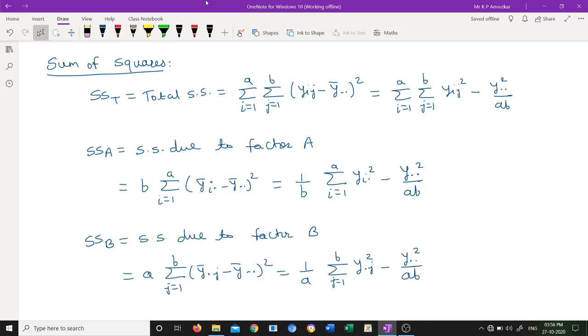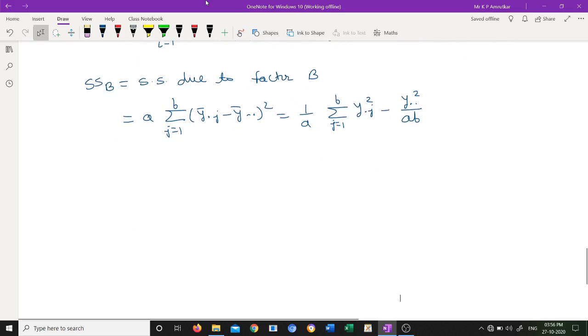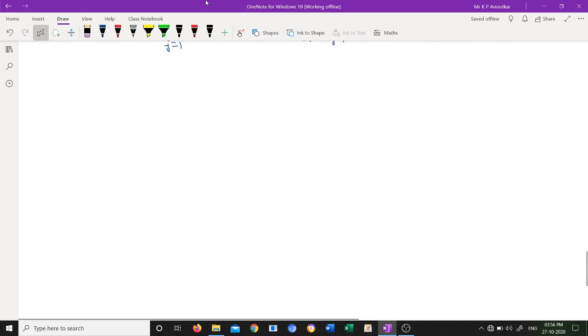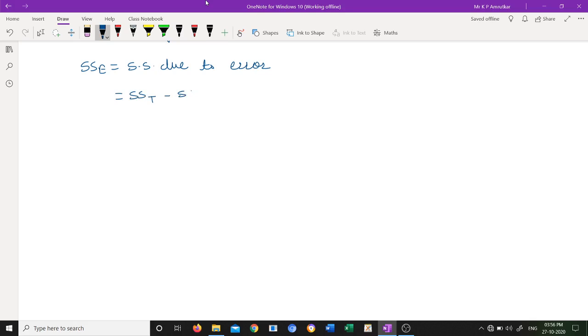Now we can obtain SSE by simply subtracting all these from the total sum of squares. So the formula for SSE, sum of squares due to error, will be SST minus SSA minus SSB.